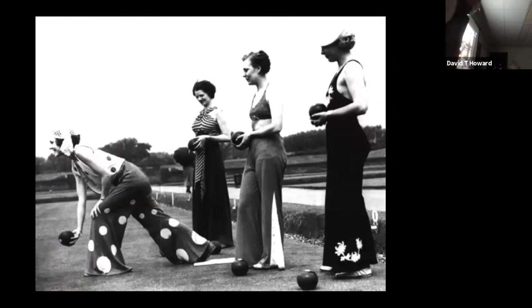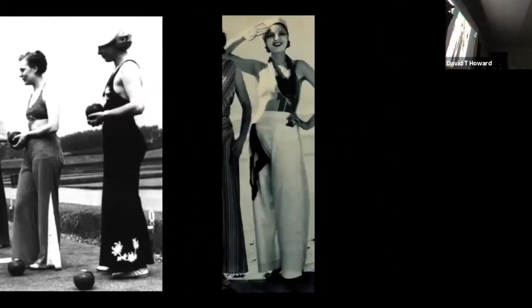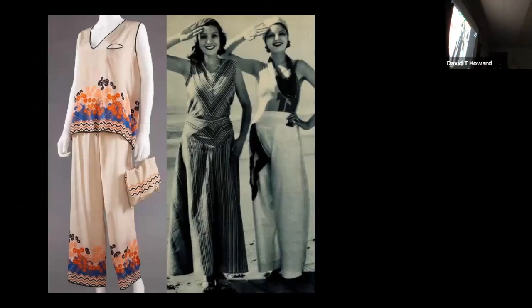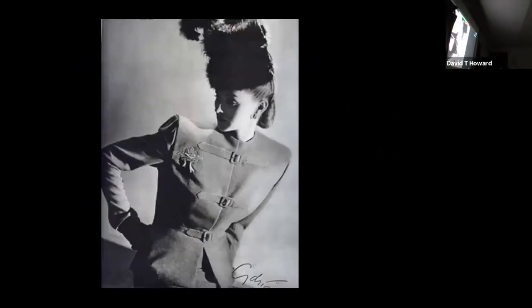Here we see play clothes, more play clothes, and I love these big palazzo pants. When you're standing, what does it look like? A skirt, right? But then you move, and then you can see that they're actually palazzos. Playing bocce. And here we see some sort of beach outfits, super cute. We'd still wear these today, right?